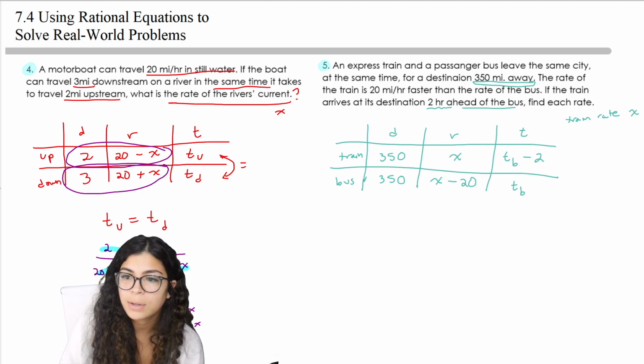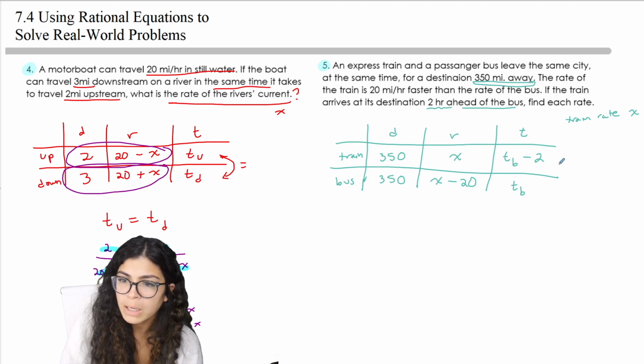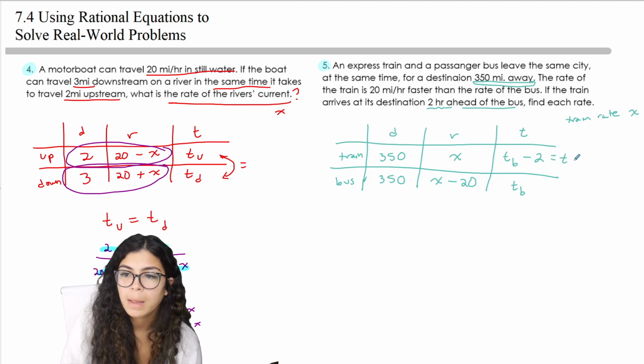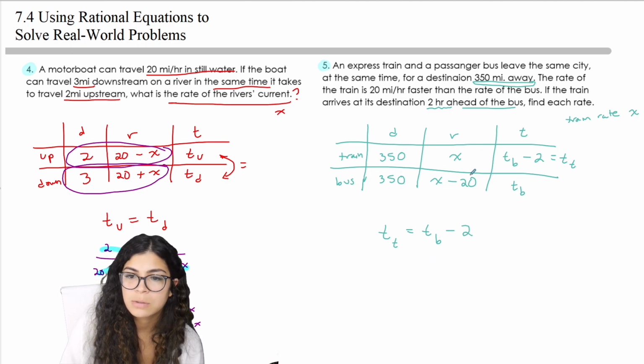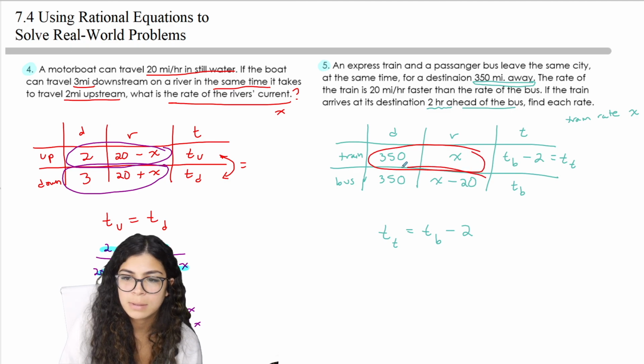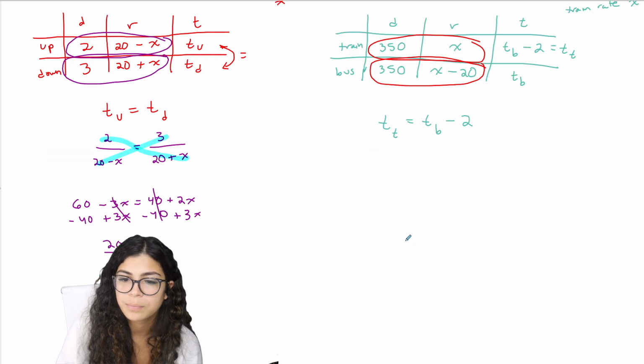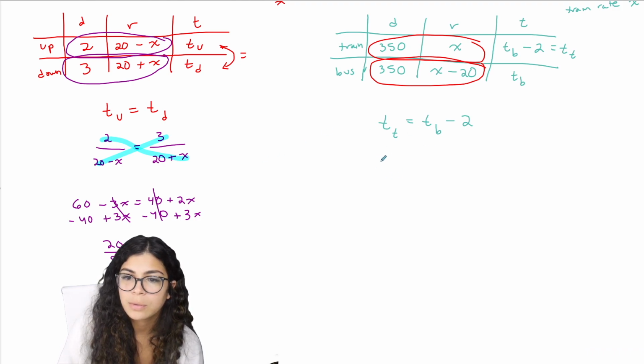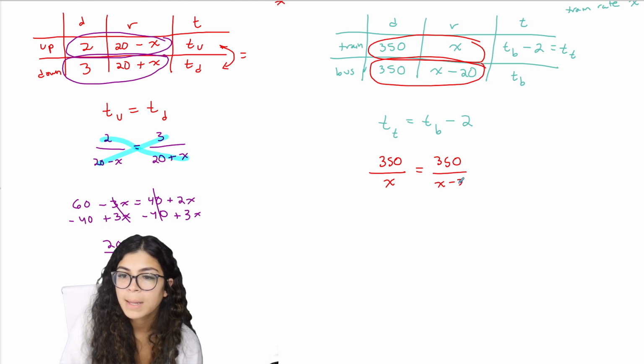All right, so now we have the relationship. The time of the train equals TB minus 2. Time of the train is distance over rate, and time of the bus is distance over rate. Let's solve. So time of the train would be 350 over X. Time of the bus would be 350 over X minus 20. And then minus 2 we bring over.